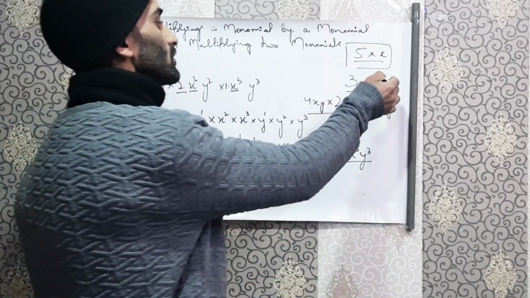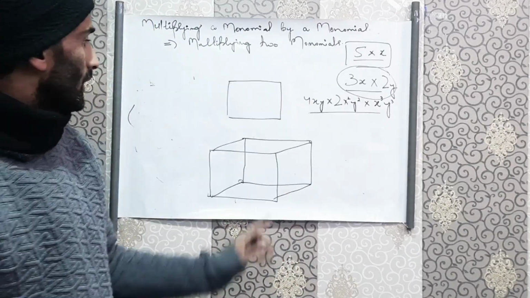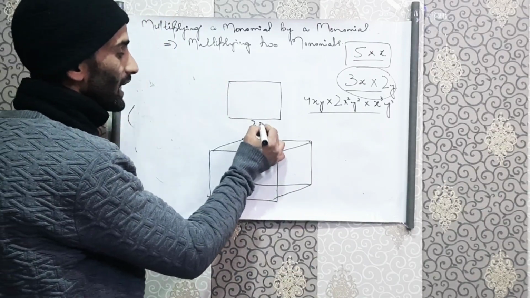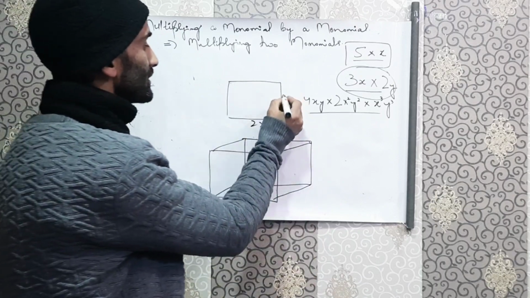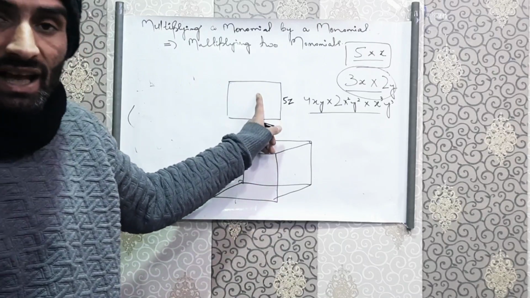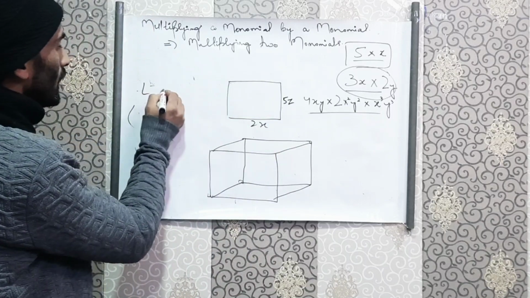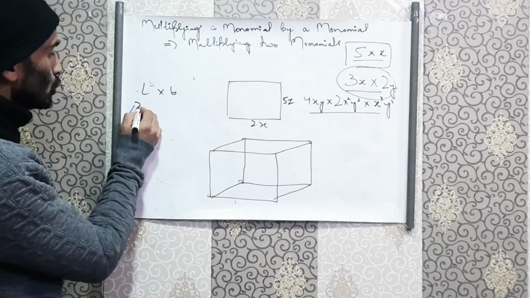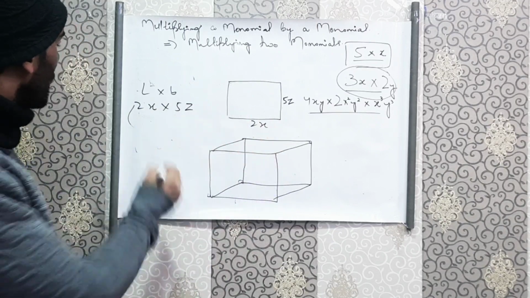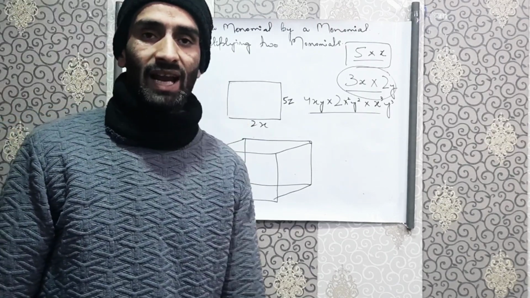Now, where do we use this? Already the next exercise is given. Okay, yes. Let this be our rectangle. Length of the rectangle is 2x. Breadth is 5z. We have to find the area. We know the area of a rectangle is equal to length into breadth. That is 2x into 5z. Clear, my dear?